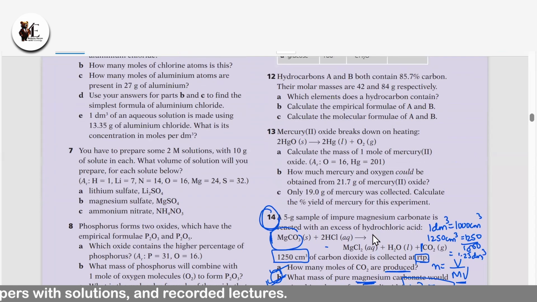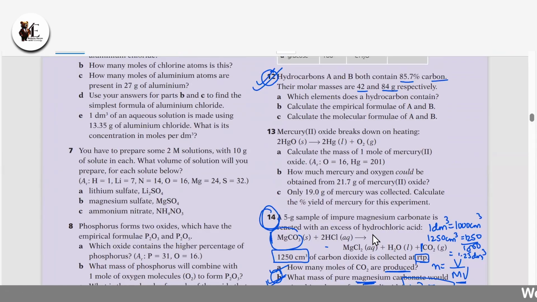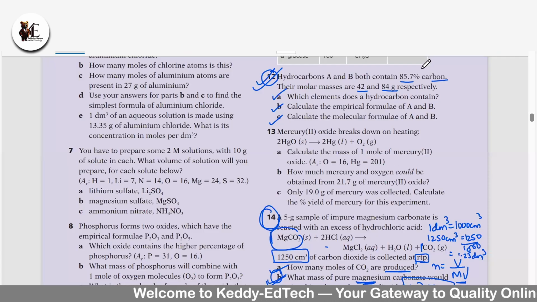Now solve this question number 12. Hydrocarbons A and B both contain 85.7% carbon. Their molar masses are 42 and 84 gram respectively. Which elements does a hydrocarbon contain? Calculate the empirical formula and the molecular formula. Okay.